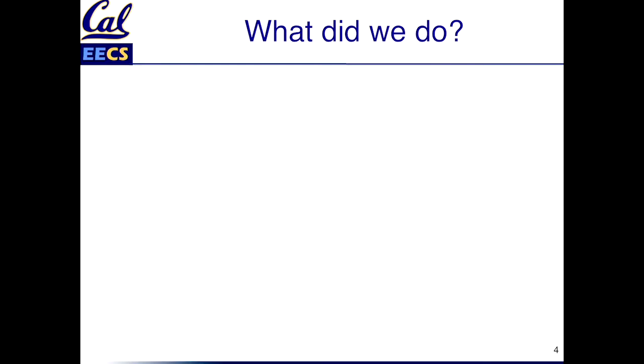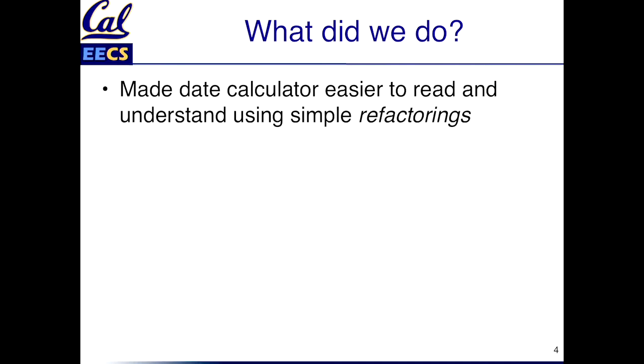So, a recap: what did we end up doing? We had the simple date calculator method. We made it easier to read. We made it easier to understand. And we did it with some pretty simple refactorings.